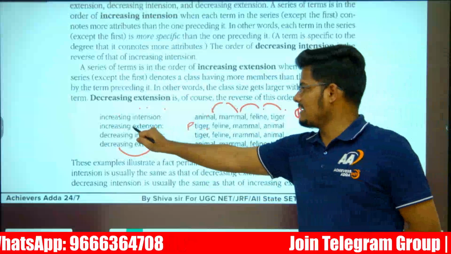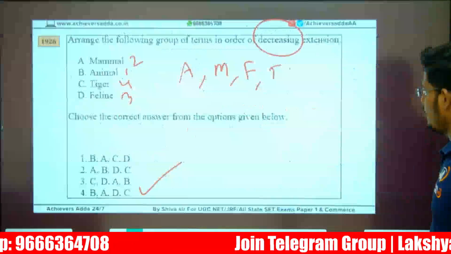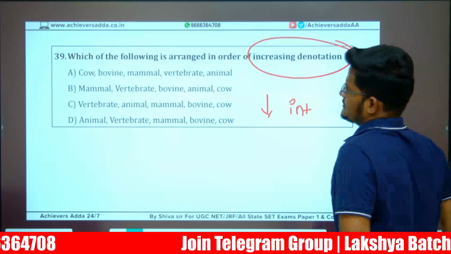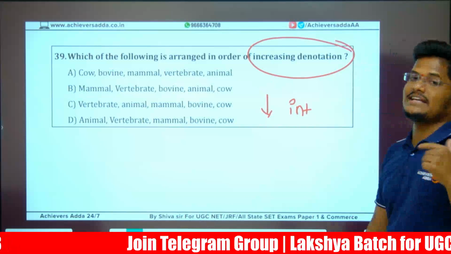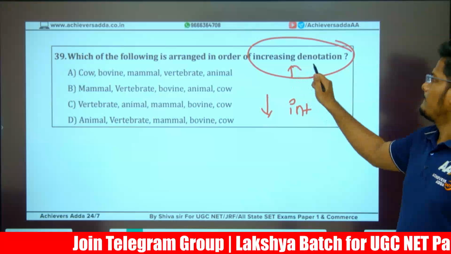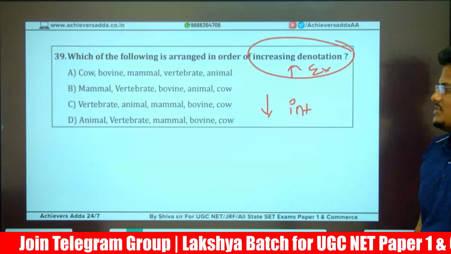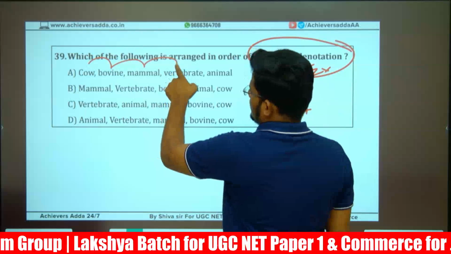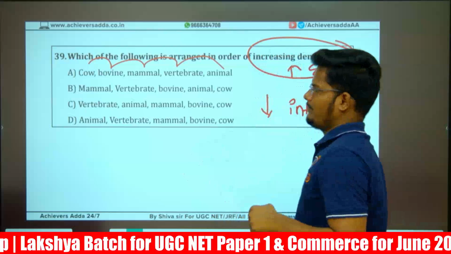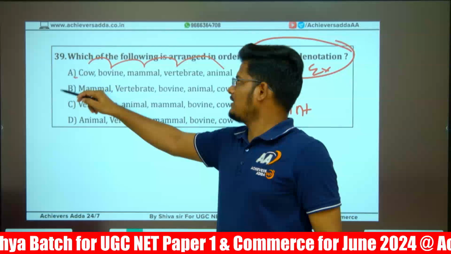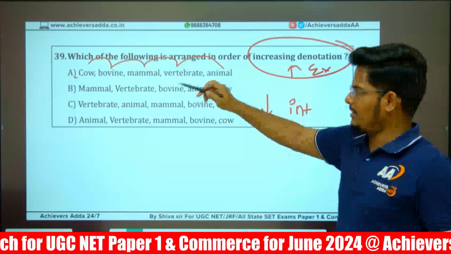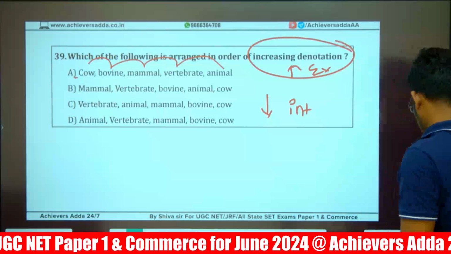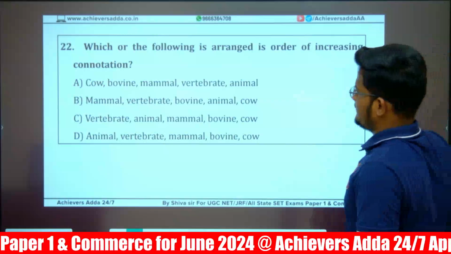So the question is about increasing denotation, meaning increasing extension, which means decreasing intension. So from cow to bovine, mammal, and vertebrate as well as animal. Cow is one part of the bovine. Like that it will be coming from particular to animal, which is the broader category.